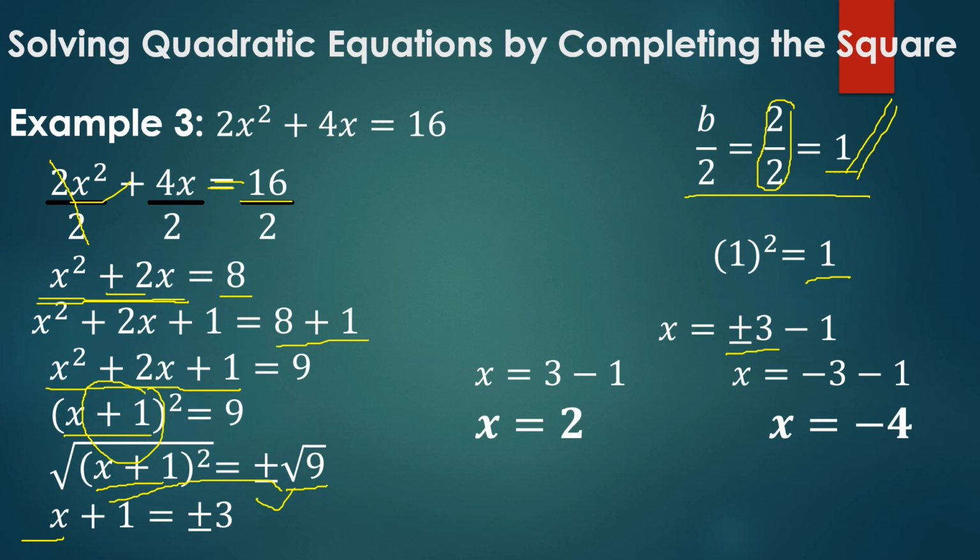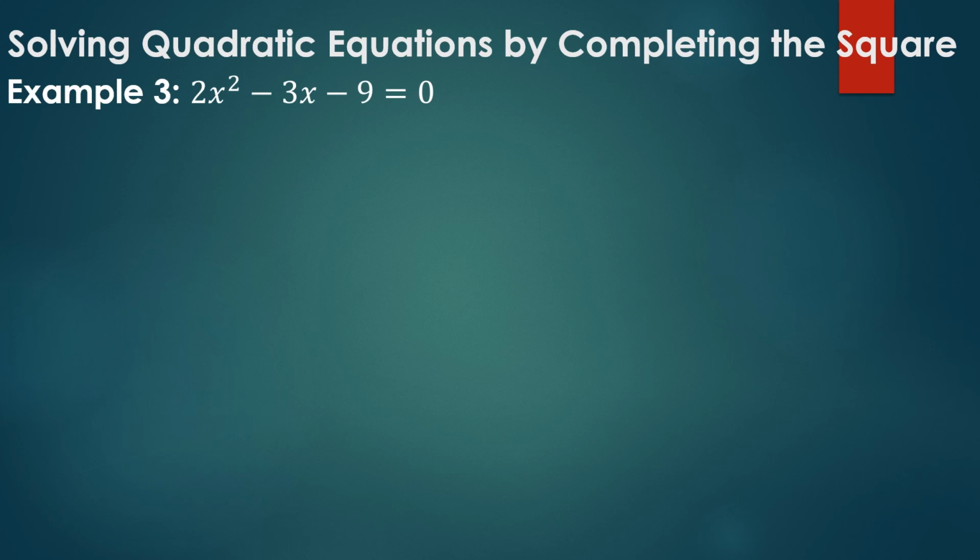By simplifying, what is 3 minus 1? 3 minus 1, we have x is equal to positive 2. What about x is equal to negative 3 minus 1? It will give us x is equal to negative 4. Therefore, the values of x, or the roots of the equation 2x squared plus 4x is equal to 16 are 2 and negative 4. Iiwan ko ulit sa inyo yung checking part for you to determine if the answers na nahanap natin ay correct. Okay? Okay, let's have example number 4.